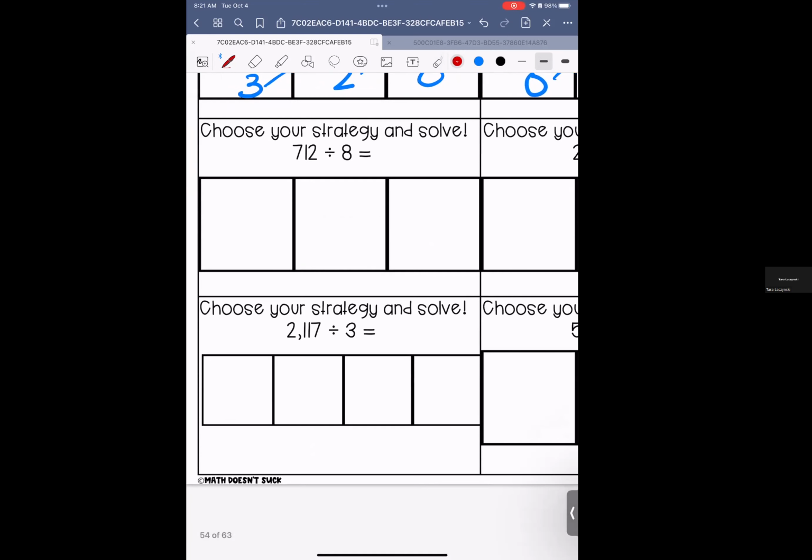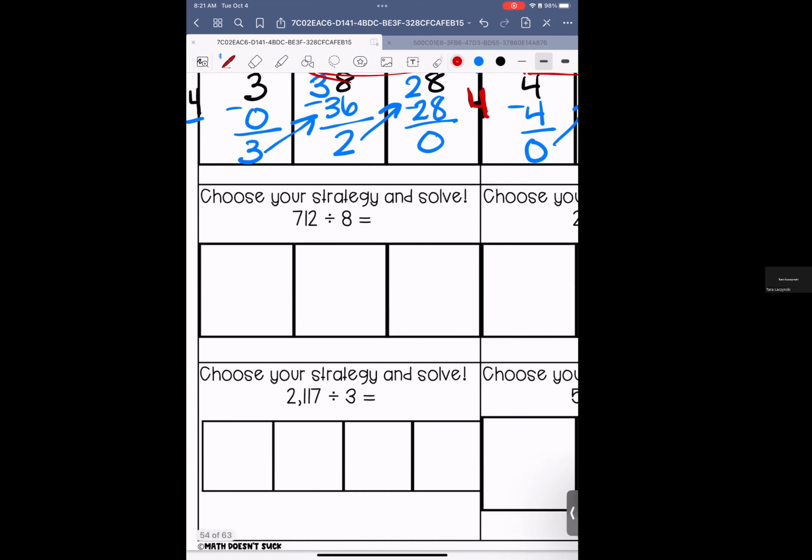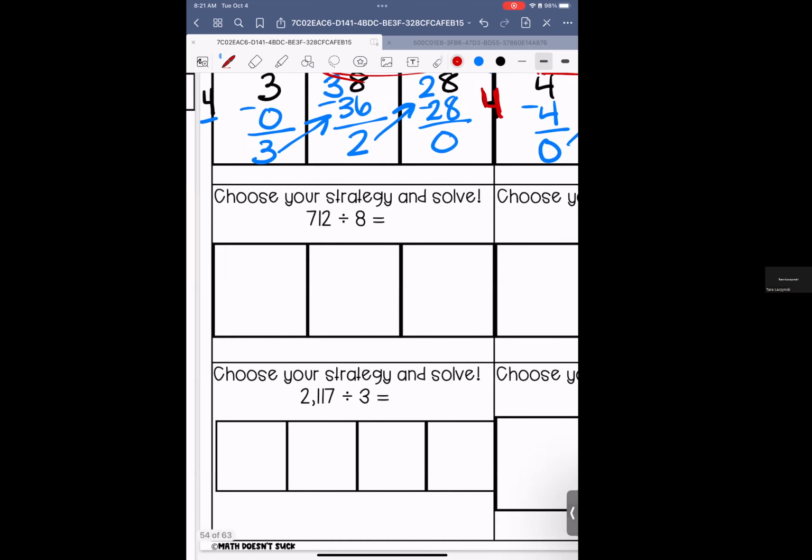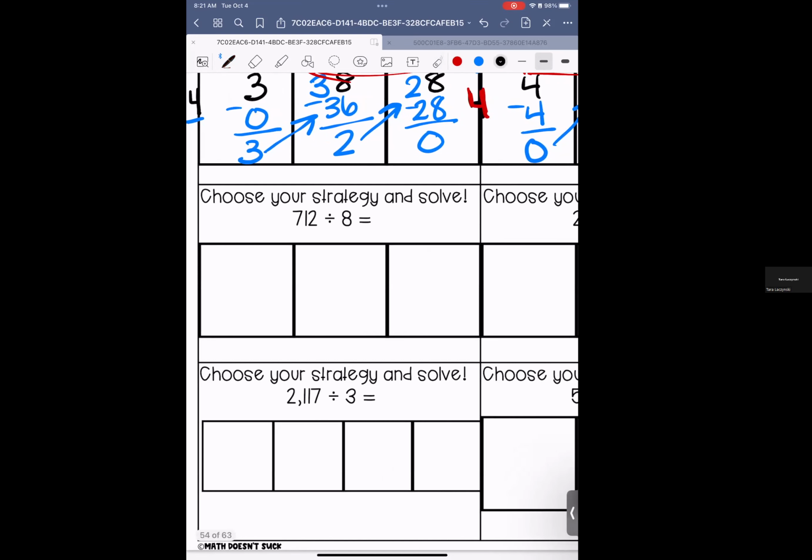All right, nuggets. This isn't giving me a lot of space, so we're going to have to do it that way. Okay, so taking a look at our next one, we have 712 divided by 8. Make my 8 red so it stands out a little bit more. There we go. So 8 goes into 7 0 times. Can't do it. 0 times 8 is 0.